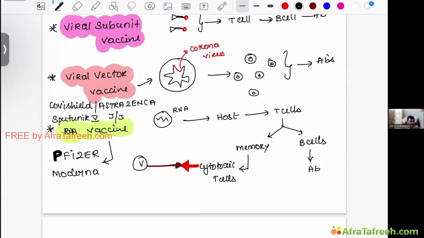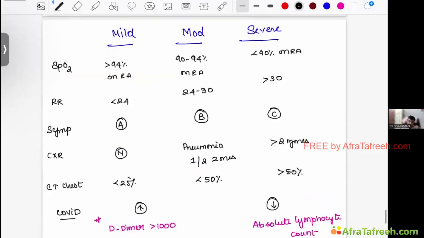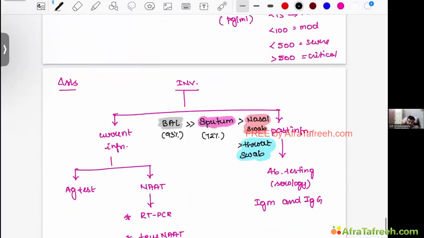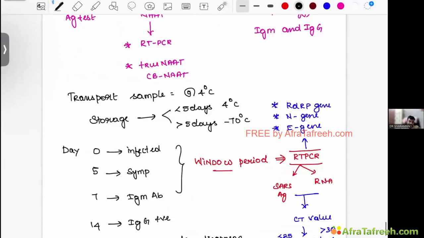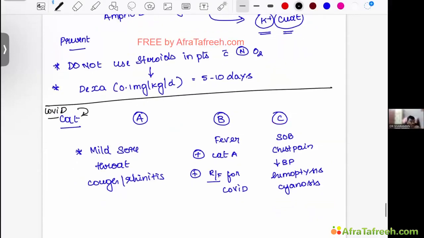So this is coming under which one? Mild, moderate or severe? This is coming under moderate. Moderate patients can worsen anytime, so you should be very careful in those patients. Monitor his SpO2. If there is worsening, then shift the patient to hospital to get admitted. That can be done.